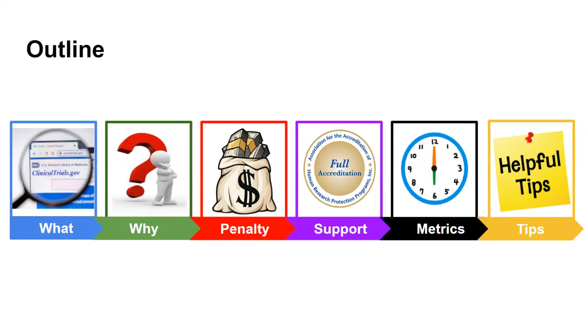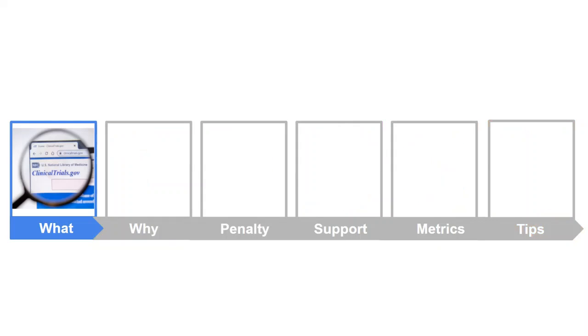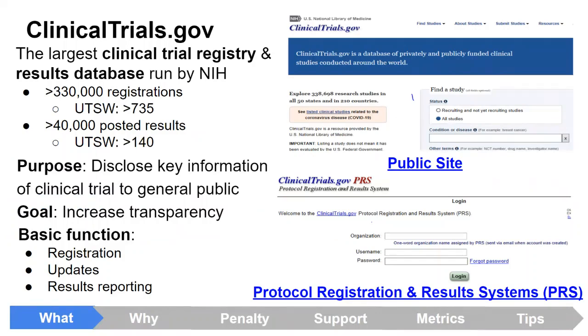So today, I'm going to give a quick review of CT.gov so that we are all on the same page. And I'll give some important updates, metrics, and some useful tips at the end. So let's review what CT.gov is. CT.gov is a clinical trial registry and results database run by the National Library of Medicine at NIH.